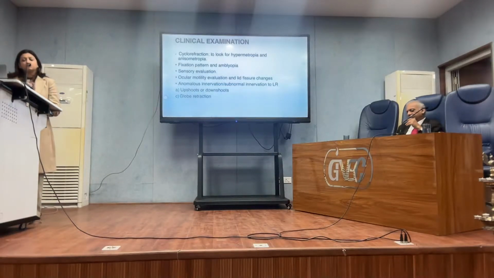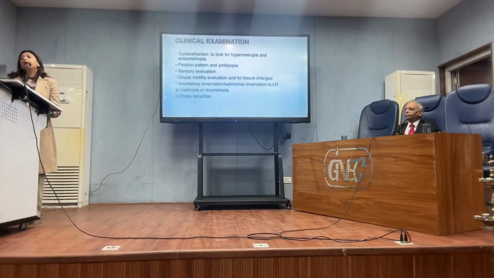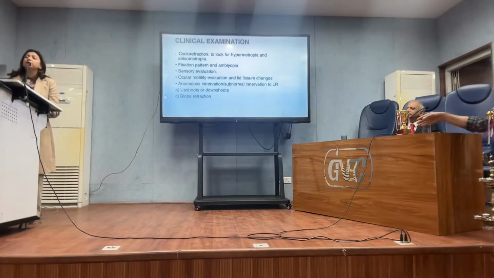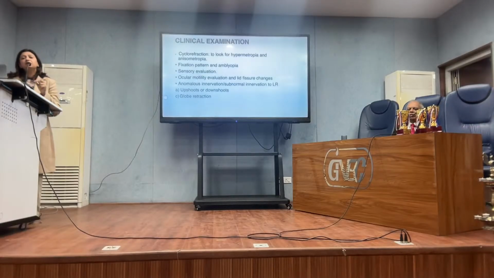So whenever you see a case of Duane's, you have to get a cyclorefraction test done. Why? Because these are prone to high hyperopic refractive errors, and that is the cause of anisometropic amblyopia, which you see in Duane's cases. Then always look at the fixation pattern. Is the patient fixing from the normal eye? Sometimes what happens, the normal eye might be having amblyopia, because of which the patient fixes from the Duane's eye. The moment the patient fixes from the Duane's eye, the degree of deviation is going to change, and that is going to change your management options as well.